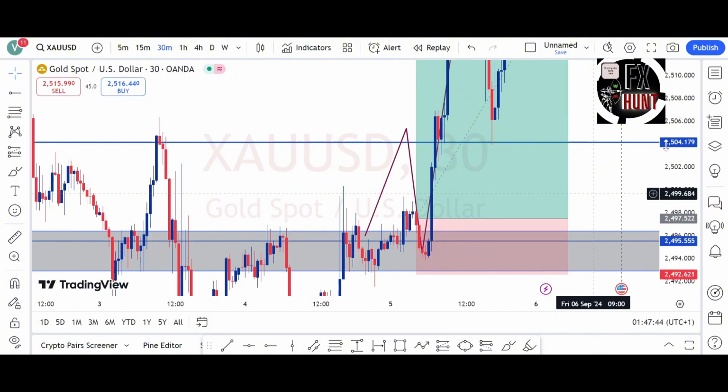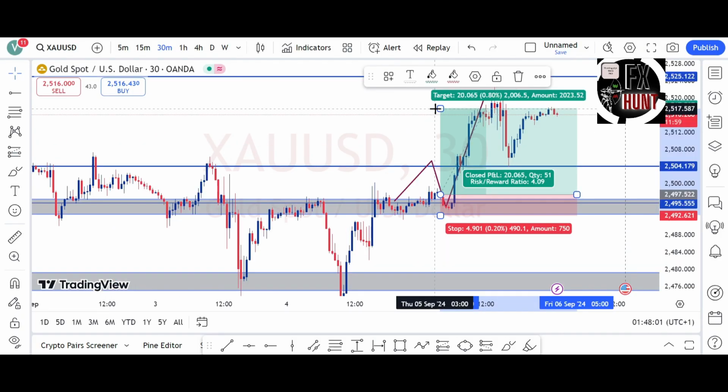So I gave the analysis yesterday. Those of us risking 50 pips were able to close at least 1:4 yesterday, while some risking 40 pips were able to close with 1:6 or thereabout. So this was the analysis yesterday on gold.